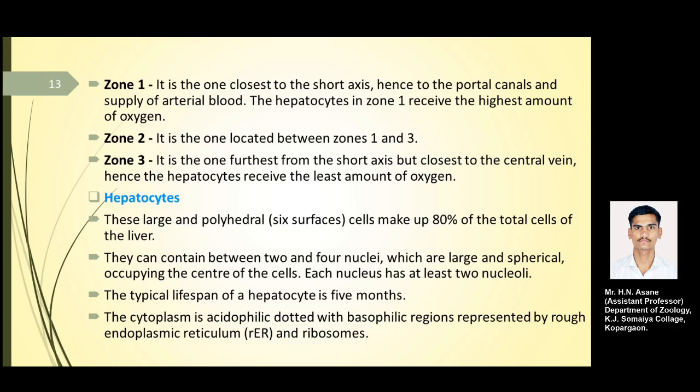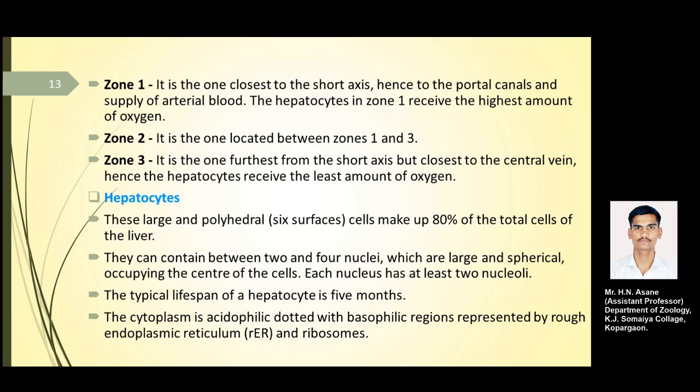When you go to zone 2, it is located in between zone 1 and 3. Zone 3 is the one furthermost from the portal areas, but closer to the central vein. These hepatocytes receive the least amount of oxygen. The hepatocytes are nothing but the cells of the liver.